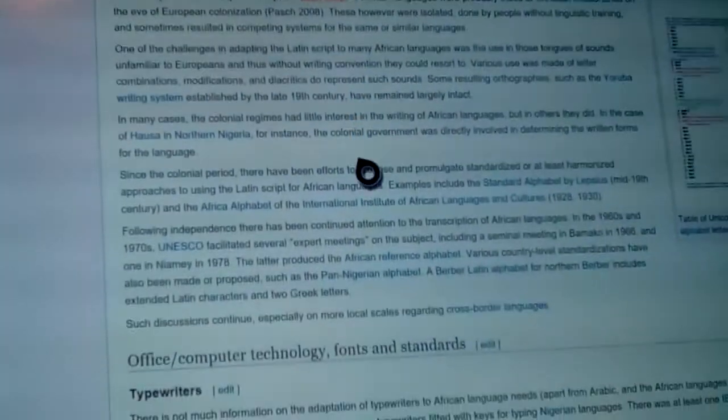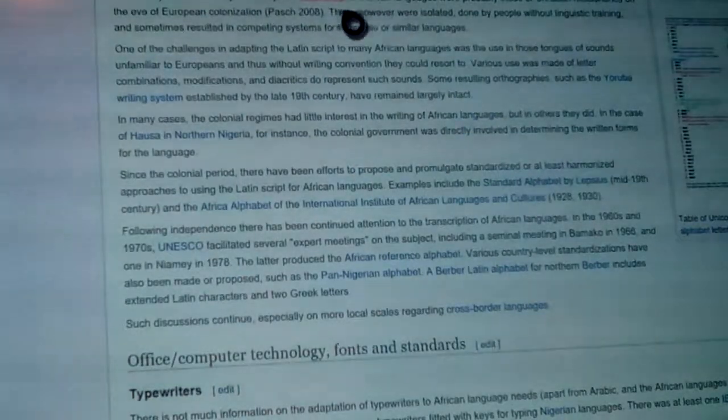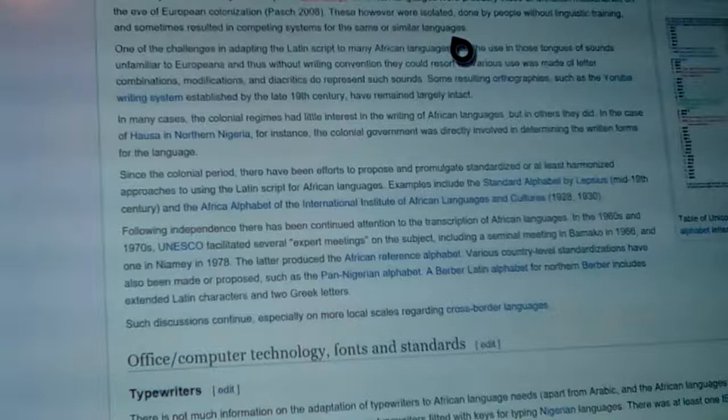So, and Latin script. First systematic attempts to adapt Latin script to African languages were probably used by Christian missionaries on the eve of European colonization. These, however, were isolated, done by people without linguistic training, and sometimes resulted in competing systems for the same or similar languages. And that's what we were just talking about a minute ago. So it becomes a problem sometimes with them trying to get an exacting language for even the people and the tribes. And then, of course, they're moving around and fighting each other.